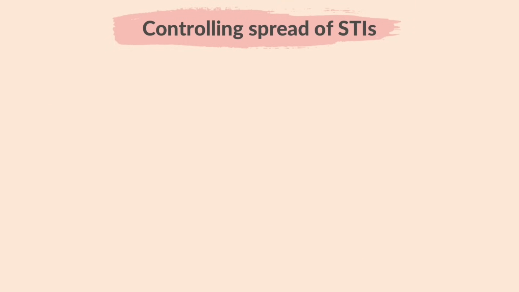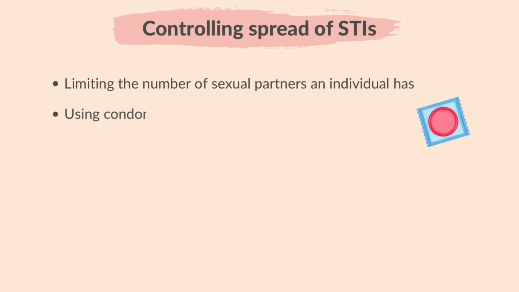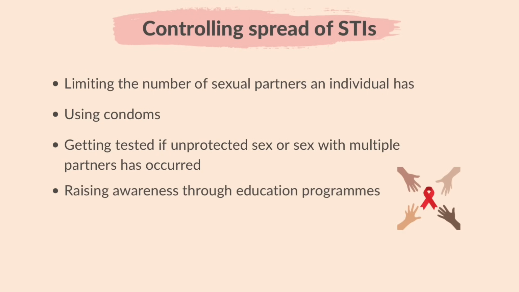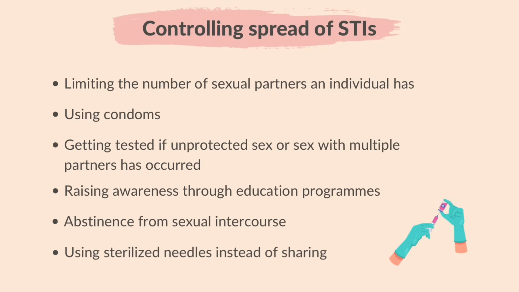How is the spread of STIs controlled? By limiting the number of sexual partners an individual has, by using condoms, getting tested if unprotected sex or sex with multiple partners has occurred, raising awareness through education programs, abstinence from sexual intercourse if one is infected with an STI, and using sterilized needles instead of sharing.